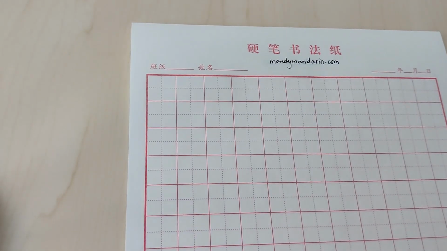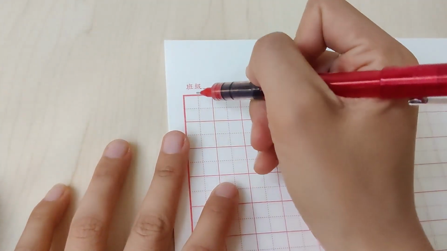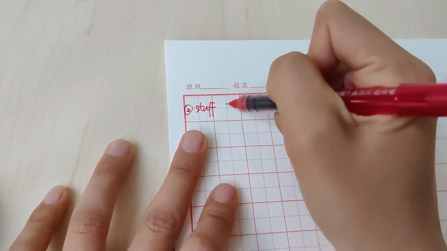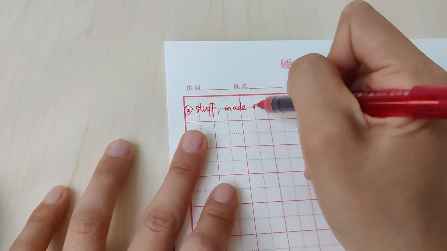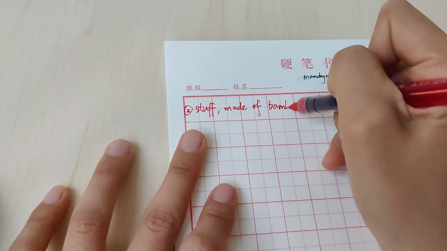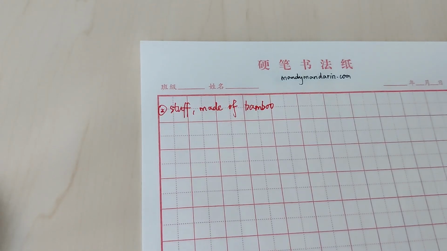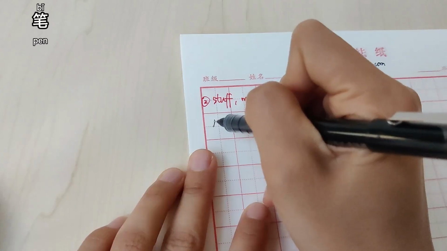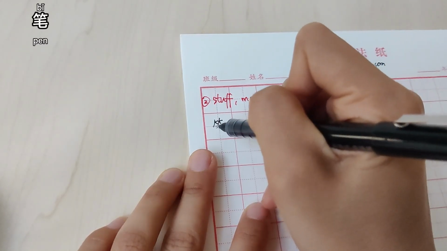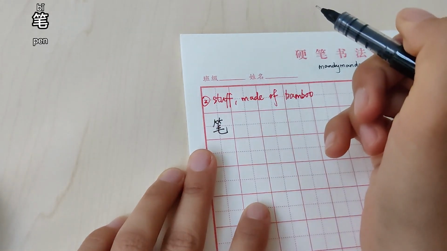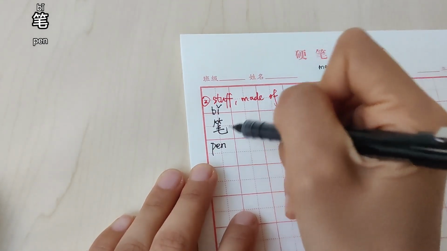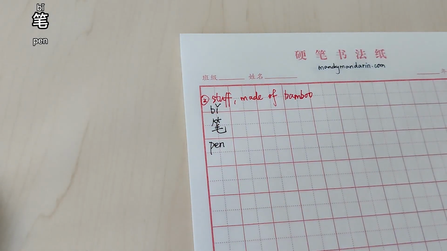Moving on, the second category, the bamboo radical can also refer to the stuff that's made of bamboo. So actually we have a lot of things made of bamboo, and the first one meaning pen, just any pen. Why is that?